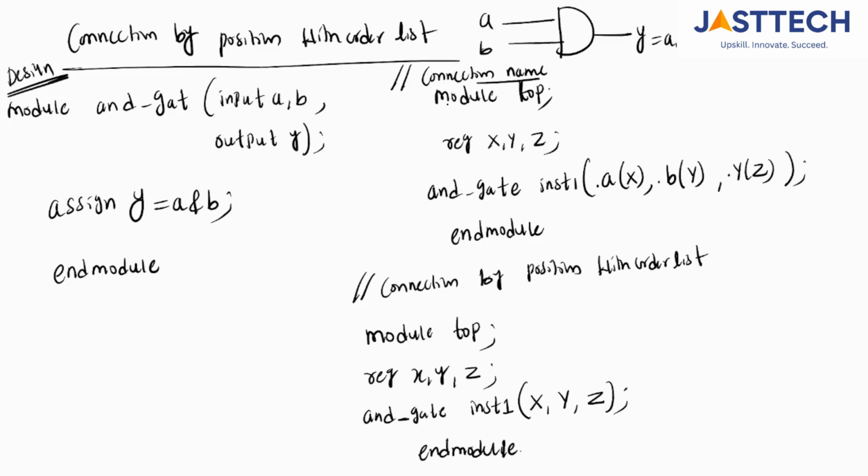But I will tell you one more thing. In digital, you designed a full adder by using half adders, no? For a full adder using half adders, first I can write the program for the half adder and instantiate it two times. This is one type of what we call structural modeling. So I can instantiate by connection by name or connection by position. Is it fine? Yeah, I got it.